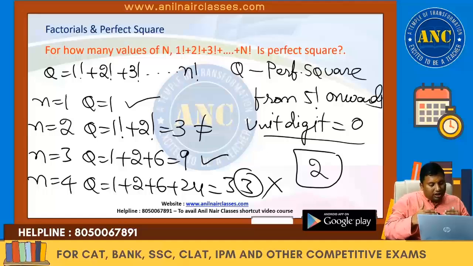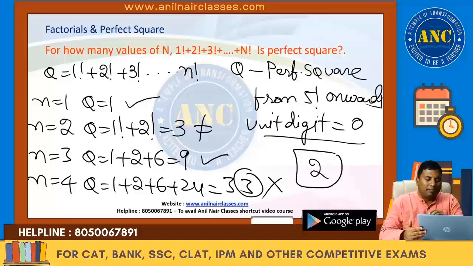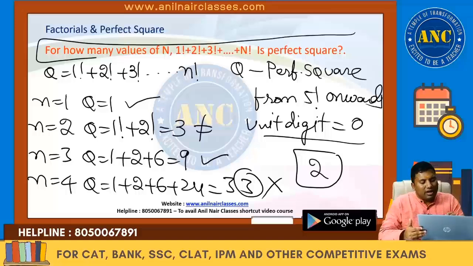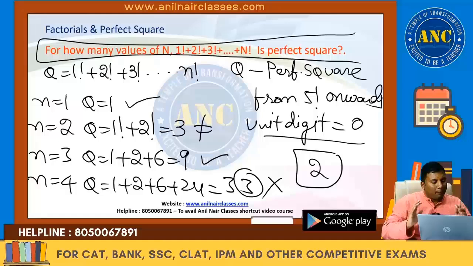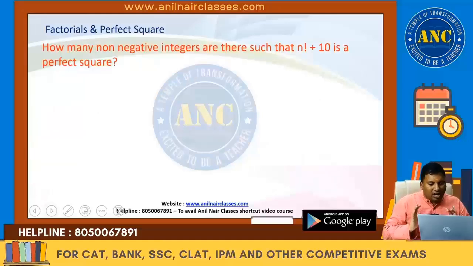From 1 to 3, q is 1. N value 2, I got unit digit 3. N value 3, I got 9. 1 and 9 are perfect squares. A simple definition based problem. A perfect square never ends with 2, 3, 7 or 8. And there are only 2 values in this question which will make it a perfect square. Very conceptual questions.